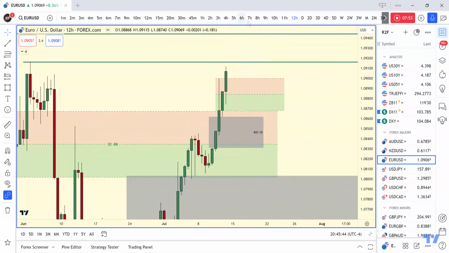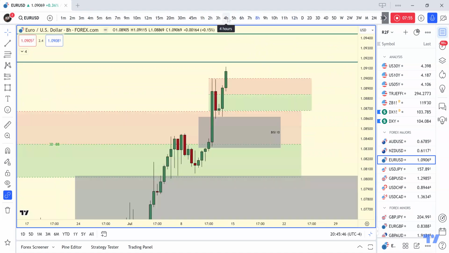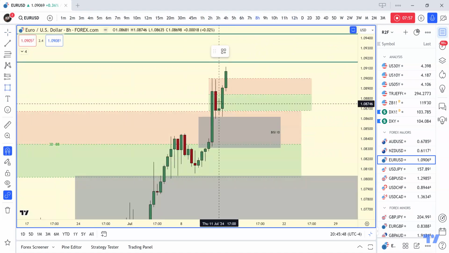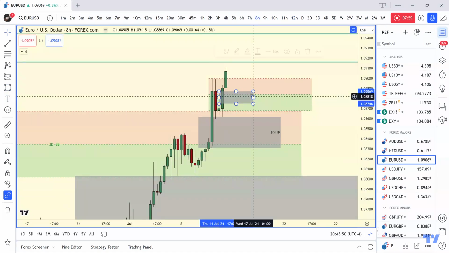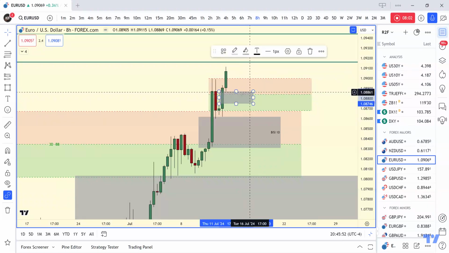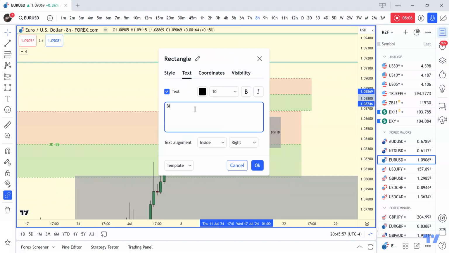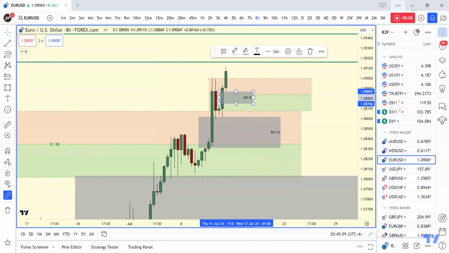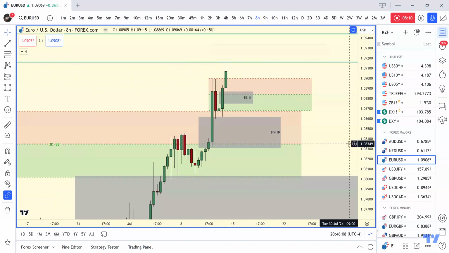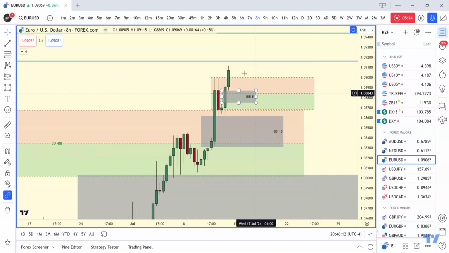Okay, how about the 8-hour? Oh, nice. 8-hour gap here, very beautiful. This may be a good trade. So I'll just highlight this. Over here, breaker 8-hour. It's an order block with a gap, which is a lot higher probability than just an order block or just a gap. Okay, so 4-hour.